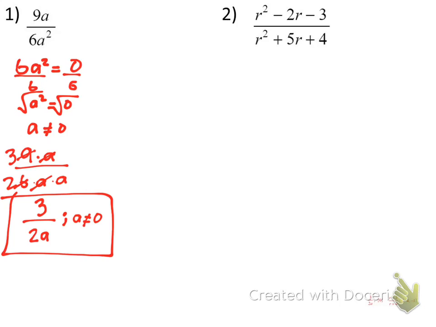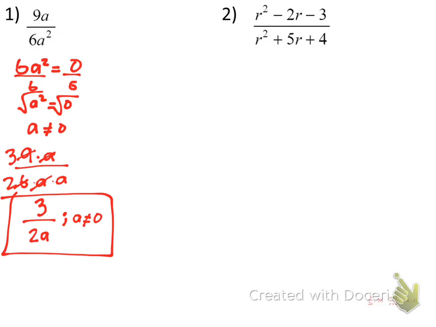Step 1, set the denominator equal to 0 to find any excluded values. So I took the denominator, set it equal to 0. I solved and figured out a cannot equal 0, because if it's equal to 0, it'll be undefined.